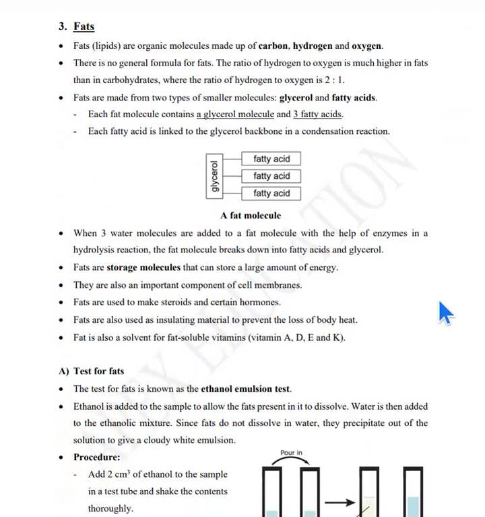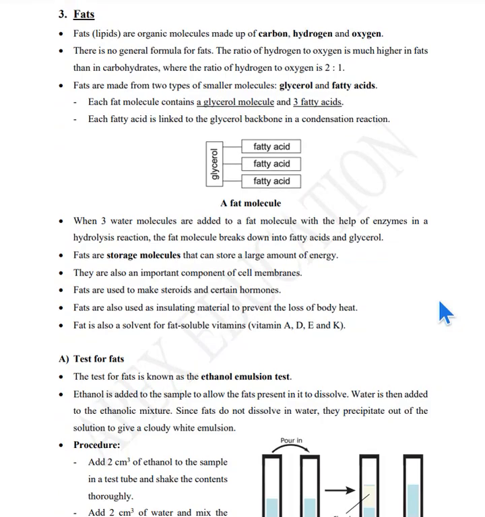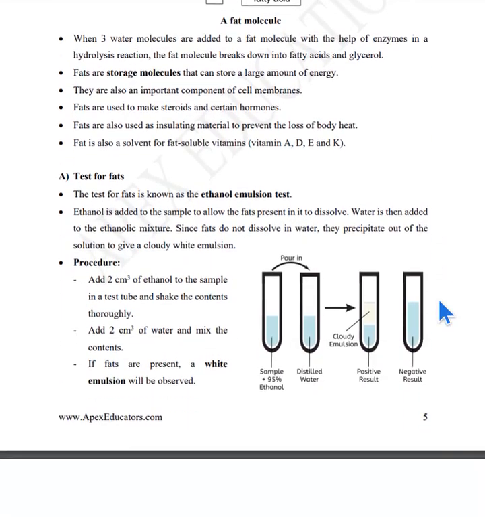Next one I want to cover is fats. You need to know that fats are made of carbon, hydrogen, and oxygen, and they are made of two types of smaller molecules called glycerol and fatty acids. This is a fat molecule example, and fats are storage molecules.